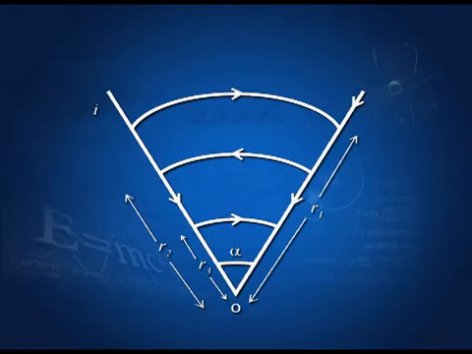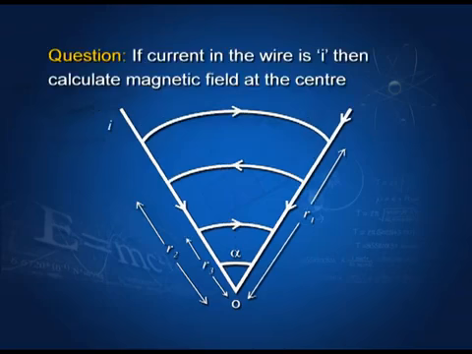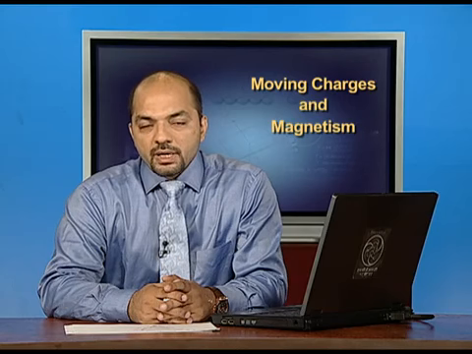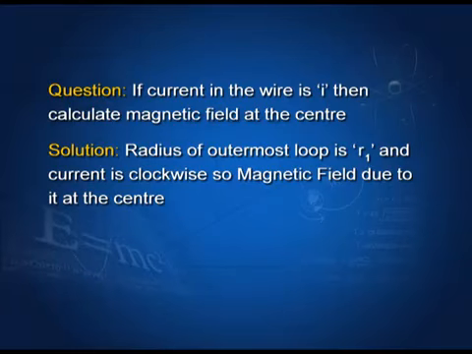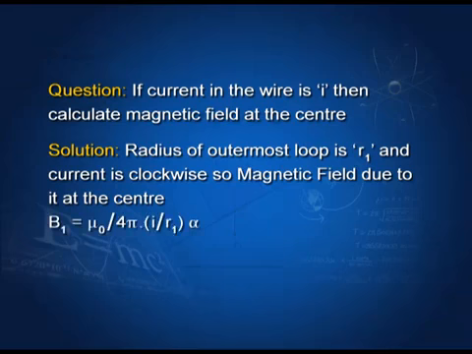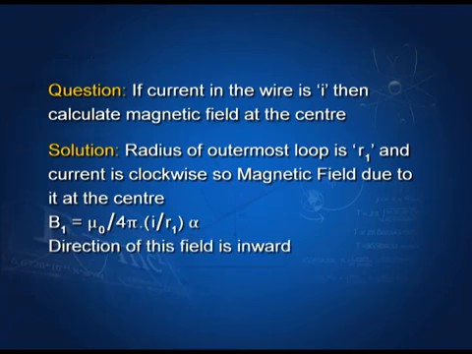Let we have a wire bent as shown in the diagram. If the current in the wire is I, then we have to calculate the magnetic field at the center. The solution is as follows. The radius of the outermost loop is R1 and the current is clockwise, so the magnetic field due to it at the center is B1 equals mu naught upon 4 pi, I upon R1 into alpha. Here alpha is the angle formed by the arc of the conductor at the center. The direction of the magnetic field is inward.